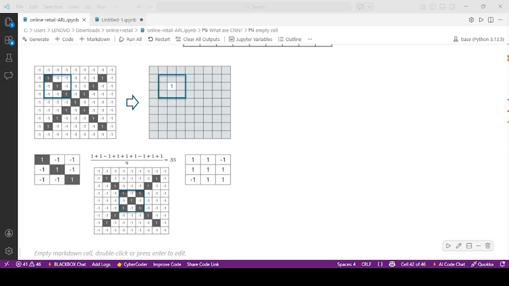Okay, so as you can see, after performing the first 4 steps, we have the value.